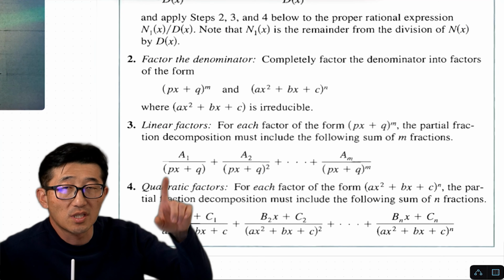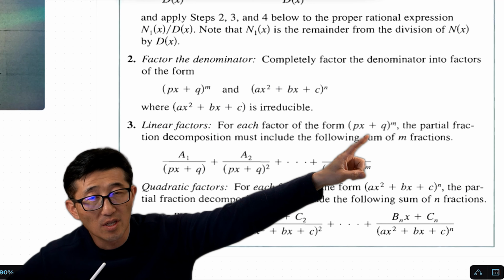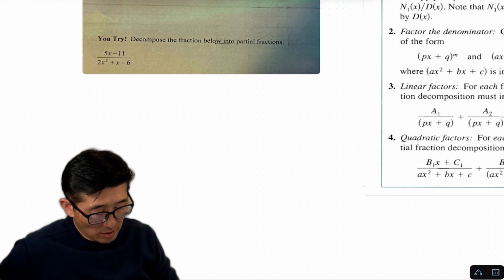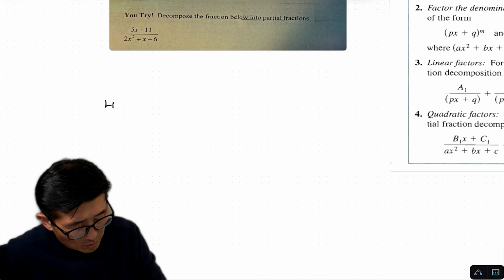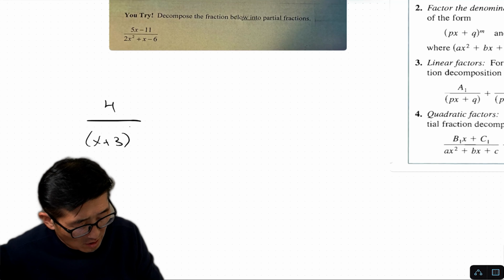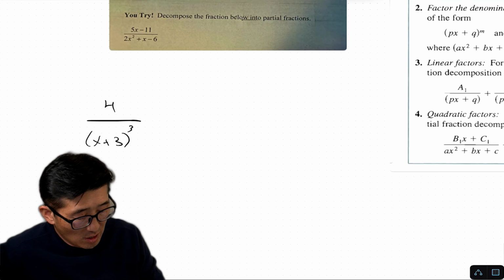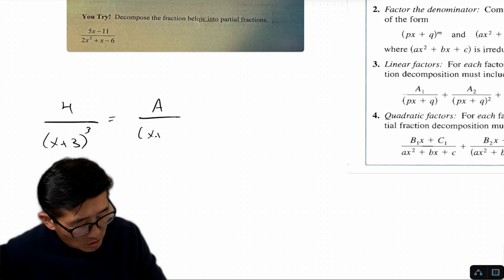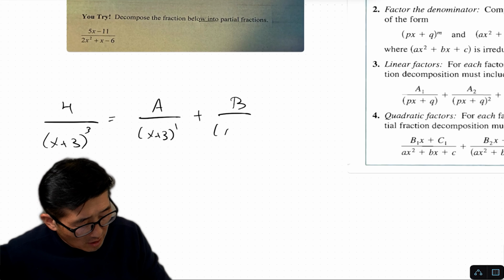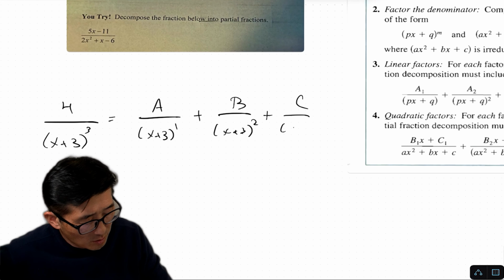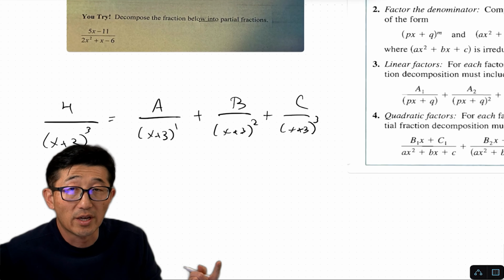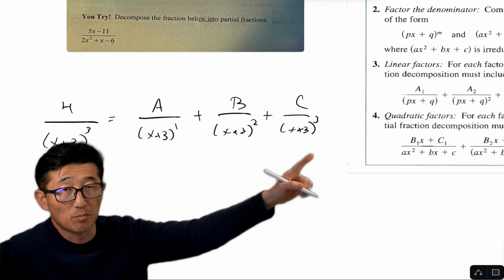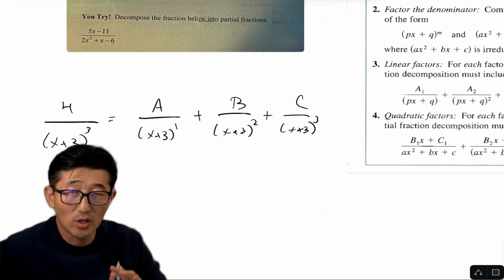What this means is, if you see something to the fourth power or third power, like 4 over x plus 3 to the third power, you have to decompose it one at a time: x plus 3 to the first power, x plus 3 to the second power, and x plus 3 to the third power. You have to assume that's how they found the common denominator with all these missing pieces. If that's not the case, then we can just jump in.